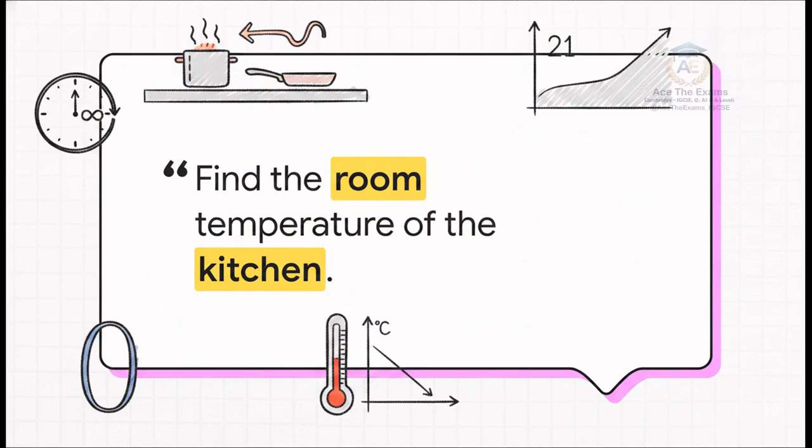In our formula, that 76 times 1.4 to the negative t will eventually shrink all the way down to 0. And what's left? That constant at the very end, plus 21? That brilliantly tells us the ambient room temperature of the kitchen is exactly 21 degrees Celsius. It was literally hiding in the math the entire time.